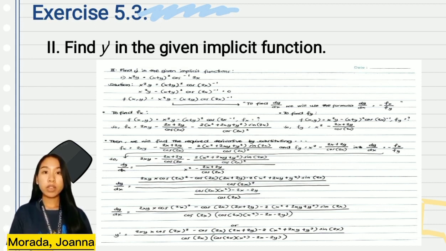So the first derivative of x squared times y equals (x plus y) squared cos raised to negative 1 times 2x, which is equal to negative 2xy times cos(2x) squared minus cos(2x) times 2x(2x plus 2y) minus 2(x squared plus 2xy plus y squared) sin(2x) over cos(2x) times (x squared minus 2x minus 2y).